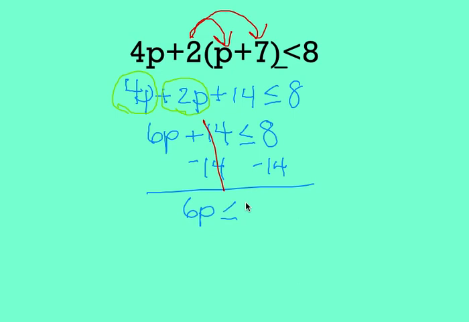And then I'm going to divide by 6 on both sides of the inequality. When I divide by 6, that number that I'm dividing by is positive, so that does not cause me to flip the inequality symbol. So my inequality would be p is less than or equal to negative 1.